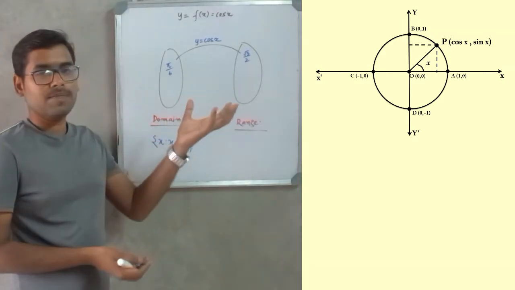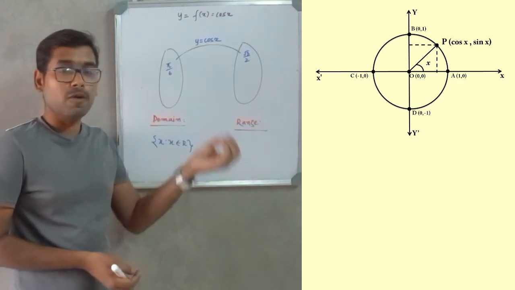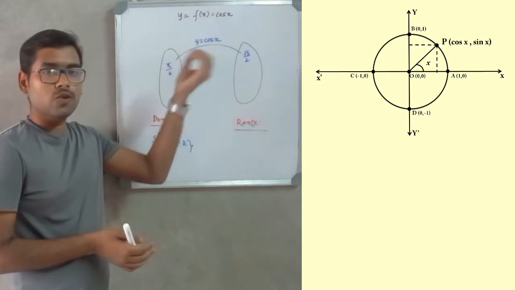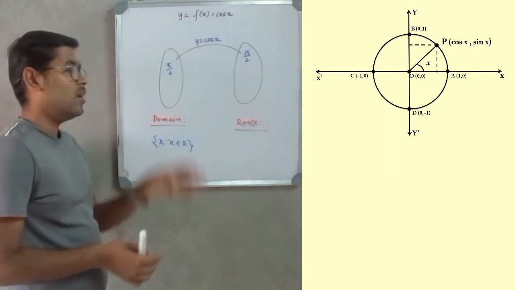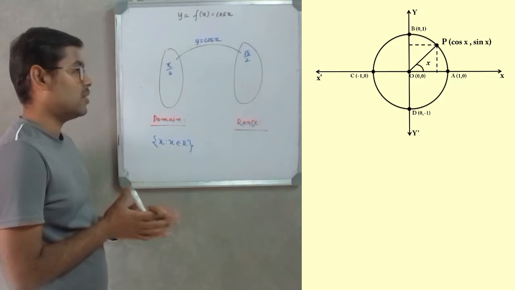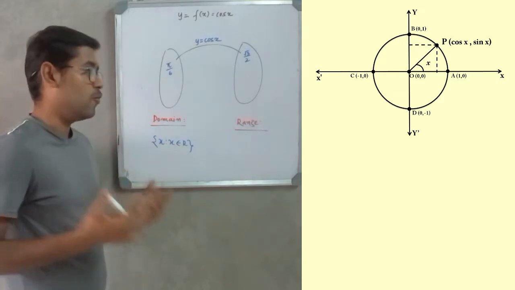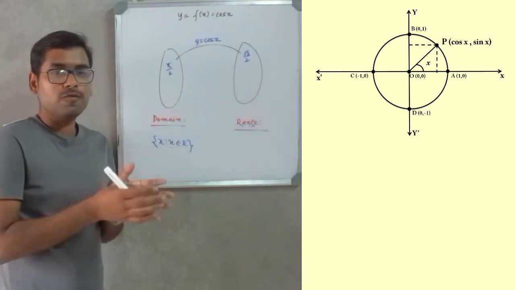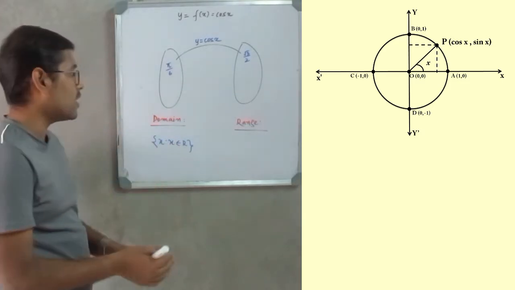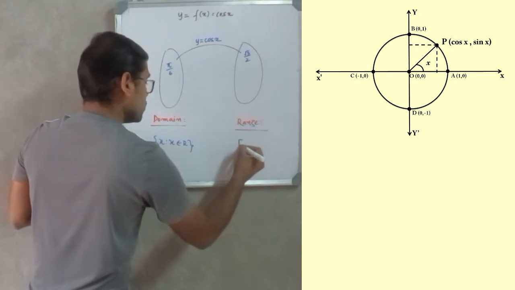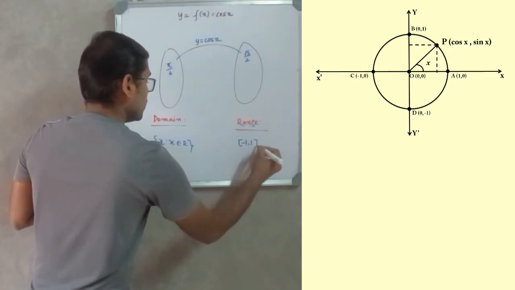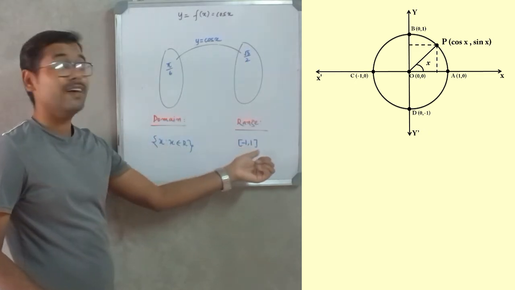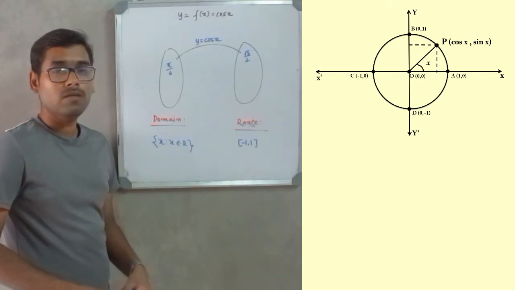If you look at this diagram, the value of cos x varies from 1 to 0 in the first quadrant, and 0 to -1 in the second quadrant, and -1 to 0 in the third quadrant, and 0 to 1 in the fourth quadrant. So basically, cos x will take values from -1 to 1. So just like sin x, the range of cos x is also the closed interval -1 to 1. The lowest value that cos x takes is -1, and the highest value that cos x takes is +1.